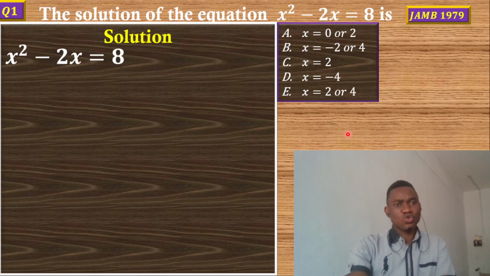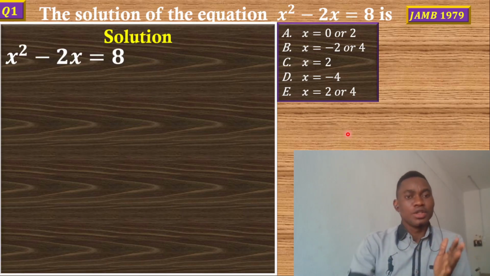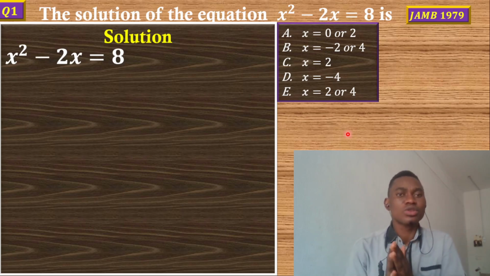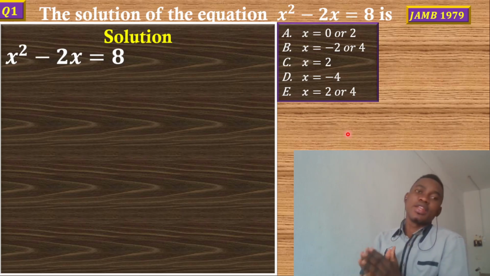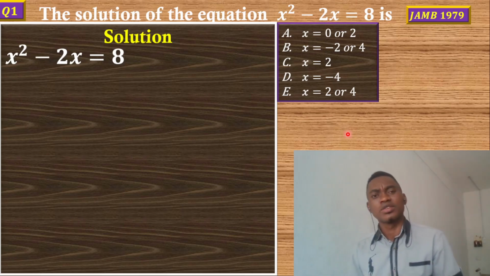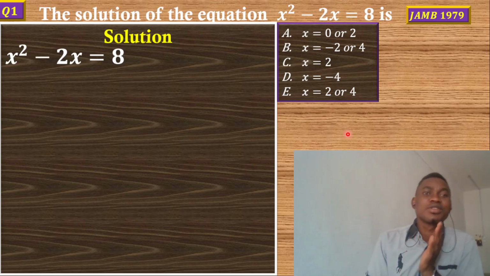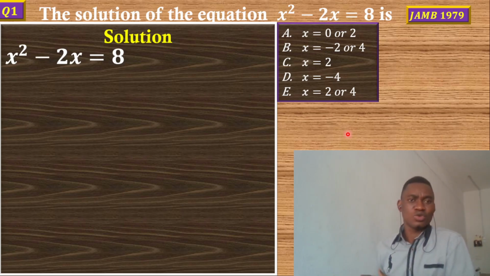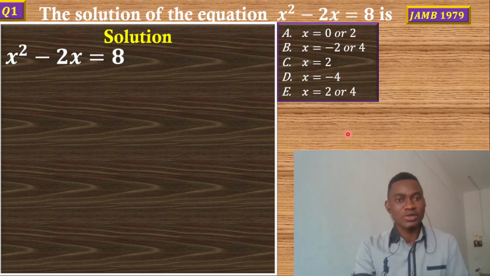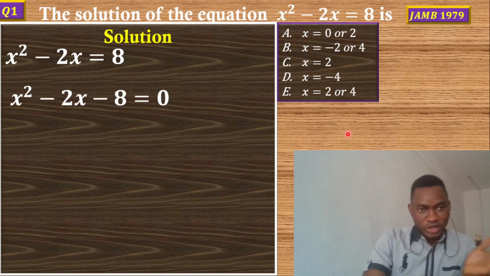We are given x squared minus 2x equals to 8. This is a quadratic equation and we are not restricted to any method. Whenever I'm given a quadratic equation to solve, by default, I use the factorization method. I only fall back to other methods when the given equation is not factorizable. So as you can see, this question is factorizable.